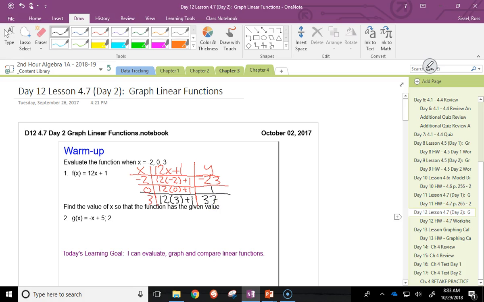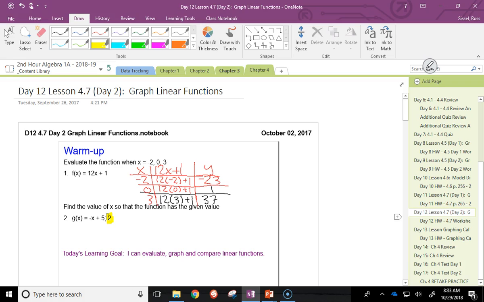Did everyone get those numbers? Yes. Okay. Number 2. Find the value of x so that the function has the given value. What's our given value? 2.